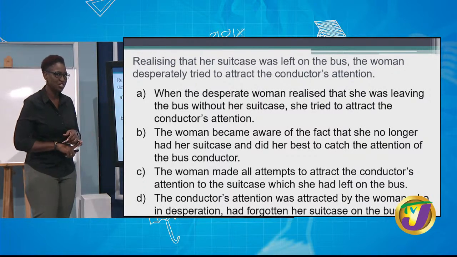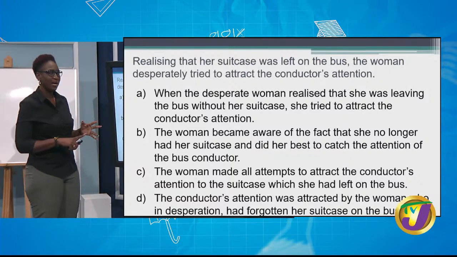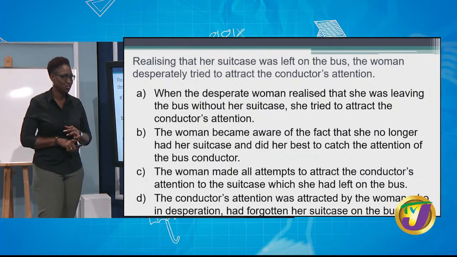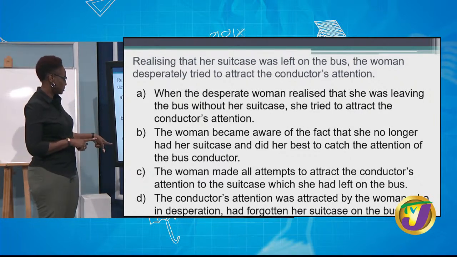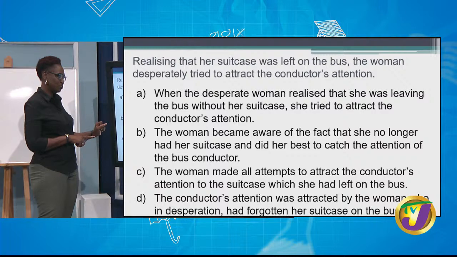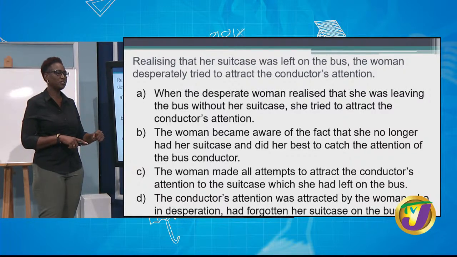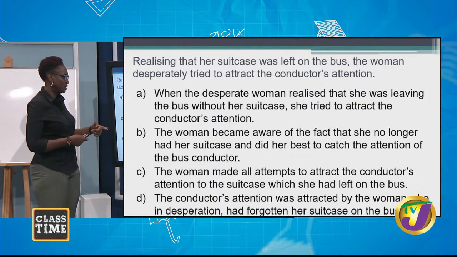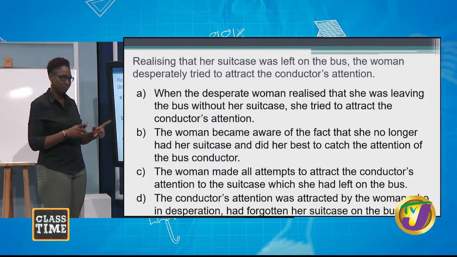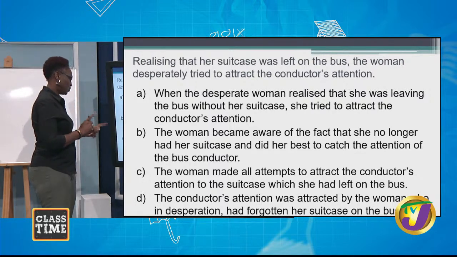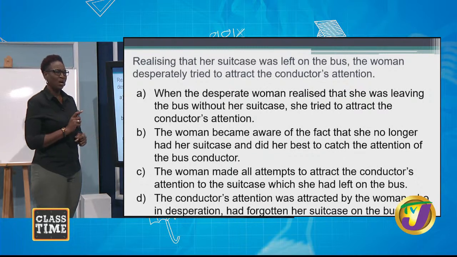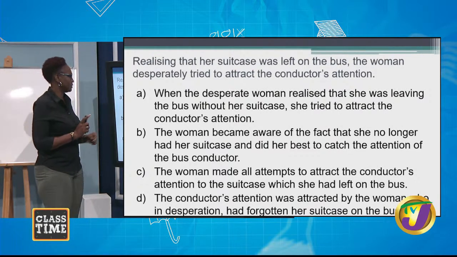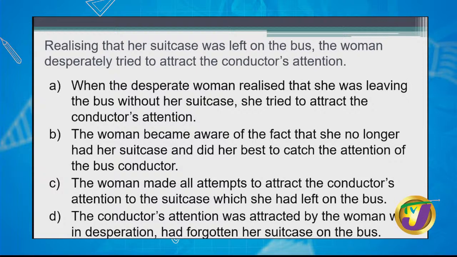She realized that she left her suitcase on the bus and she tried to attract the conductor's attention to it. Is it D? The conductor's attention was attracted? No, because it says she was trying to get his attention. Look at C. She made all attempts to attract the conductor's attention. Yes. To the suitcase which she had left on the bus. No, not quite. Look at B. She became aware that she no longer had her suitcase and tried to catch the attention of the conductor.